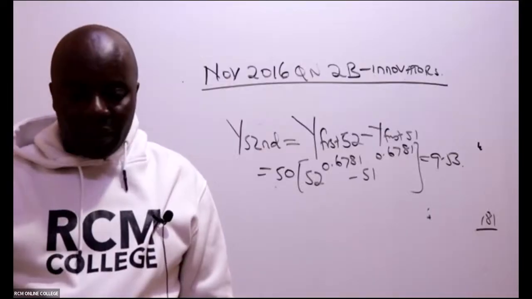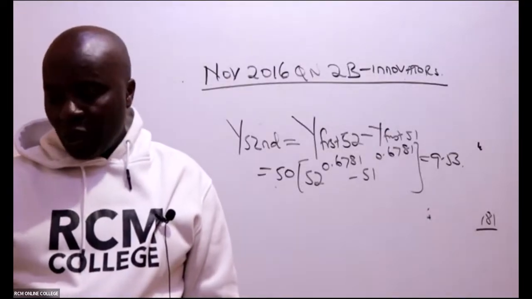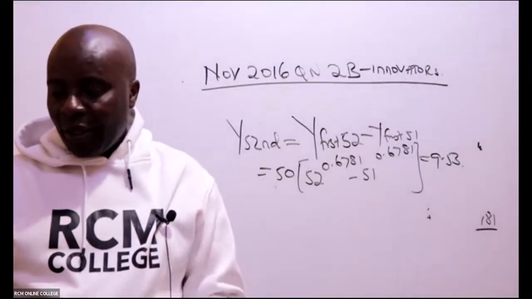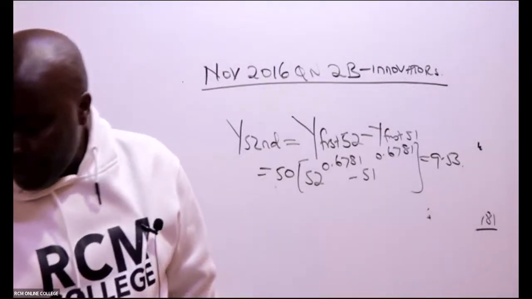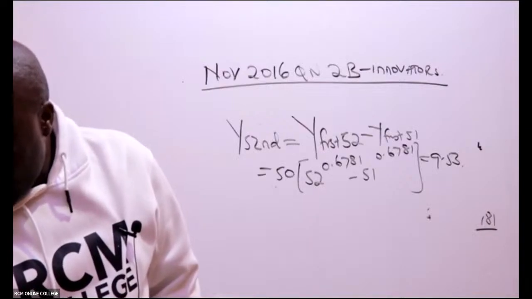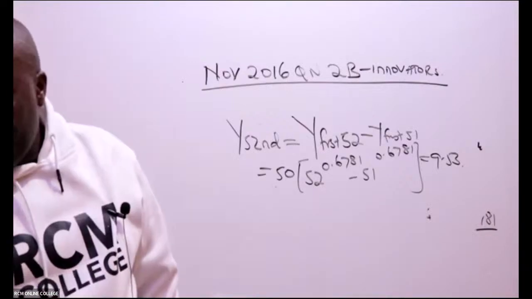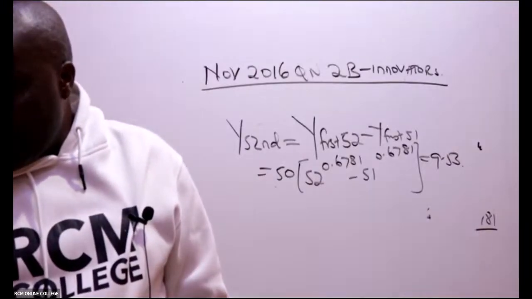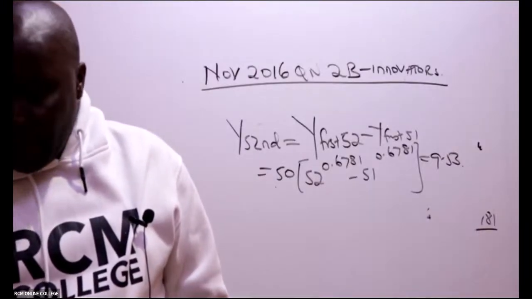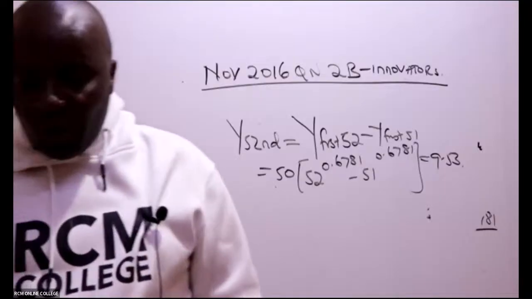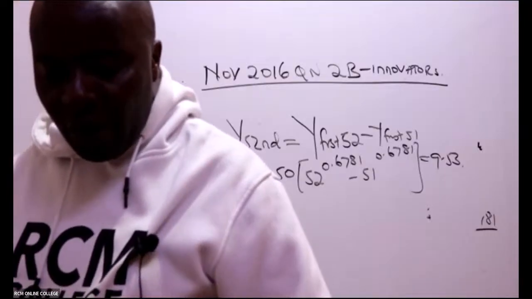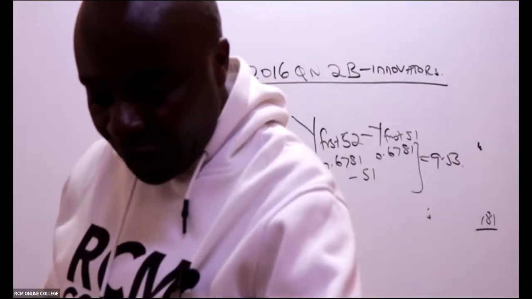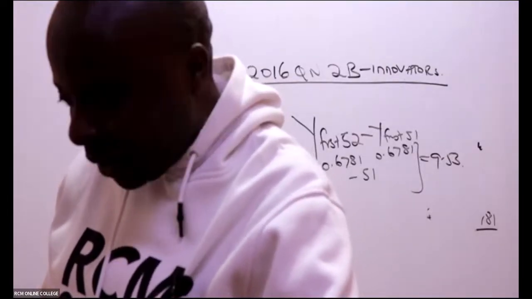So November 2016, question number 2B. You can search it using Control Find. You search for innovators. And today I want to do this in a funny way. I would want you to attempt this question before I do it. Somebody should be able to attempt it. We see how far you would have gone with it.